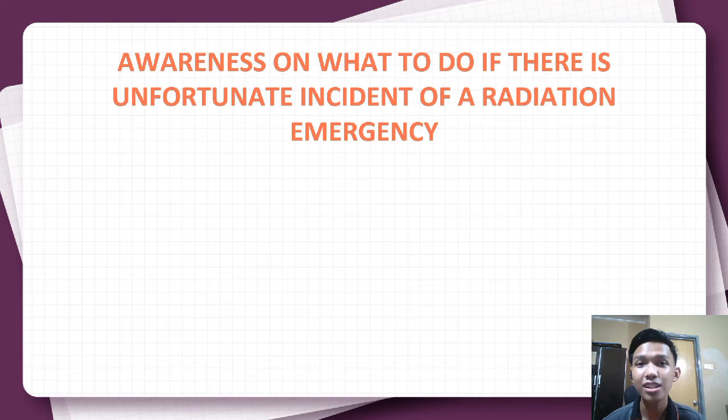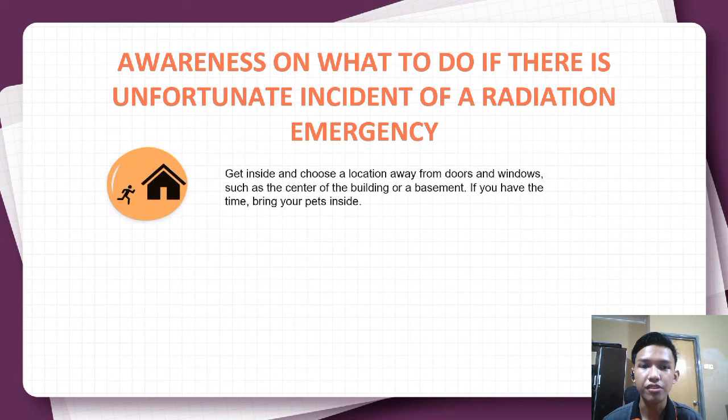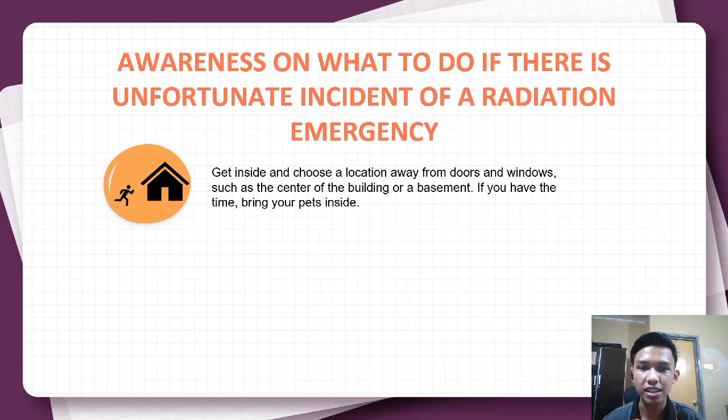Even though nuclear reactors are absent in Malaysia, my teammate and I agree to share awareness as general knowledge. So there are 3 steps on what to do if there is an unfortunate incident of a radiation emergency. The first step, we have to get inside and choose a location away from the doors and windows, such as the center of the building or a basement. If you have enough time, bring your pets inside.